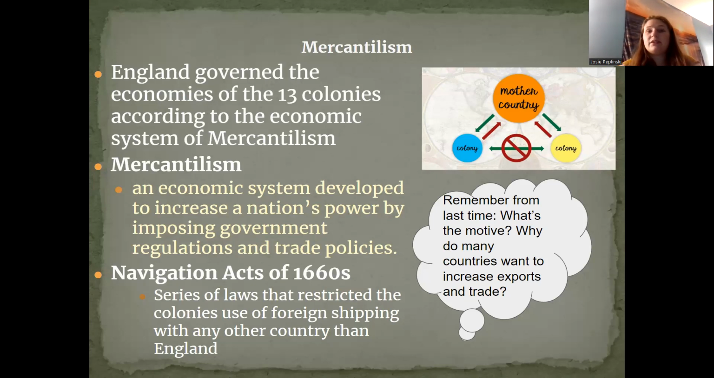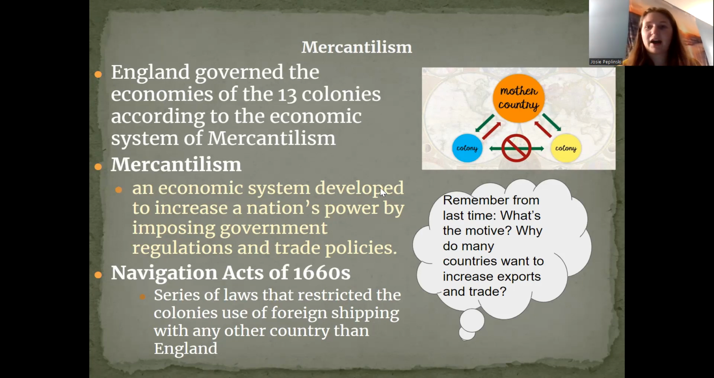Another goal is mercantilism. So this is kind of a complicated economic process. We'll have several slides on this because it's a big concept for you to understand the relationships between Europe and the Americas. So England governed the economies of 13 colonies according to the system of mercantilism. I have a definition here of it. It's an economic system developed to increase a nation's power by imposing government regulations and trade policies.